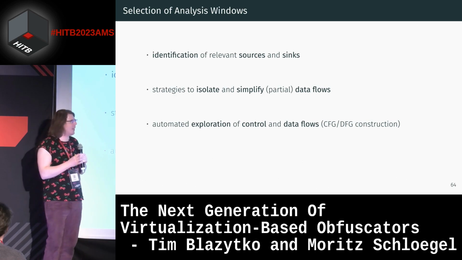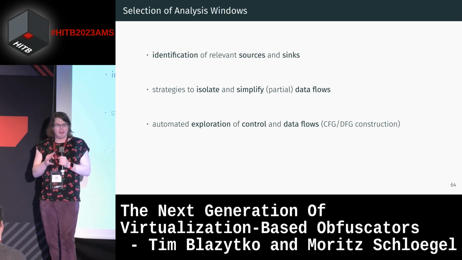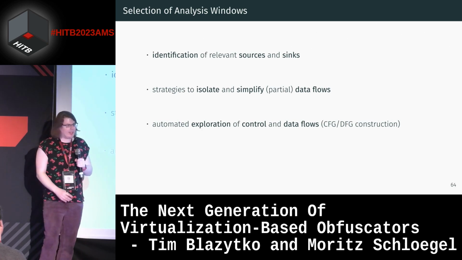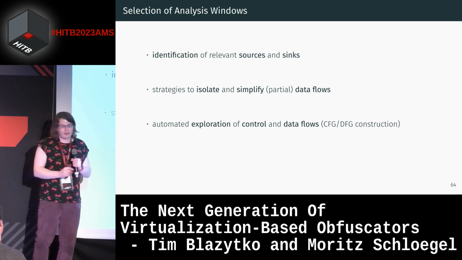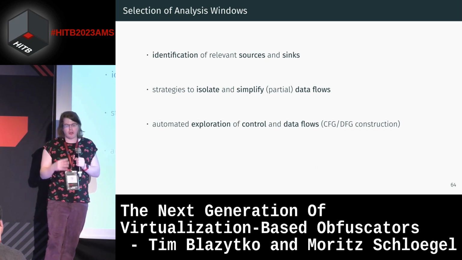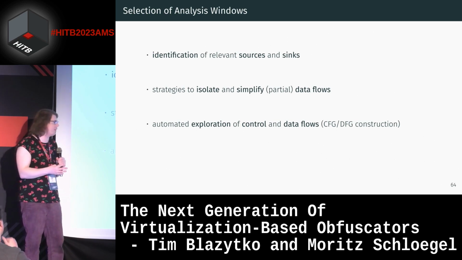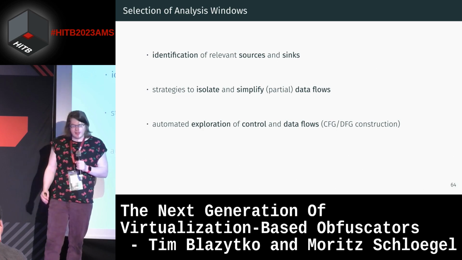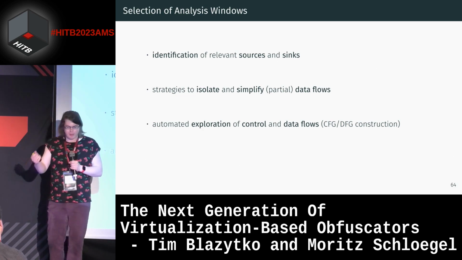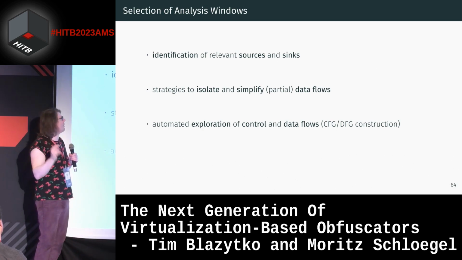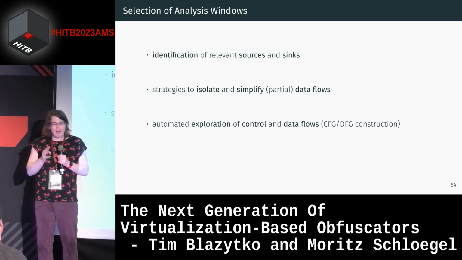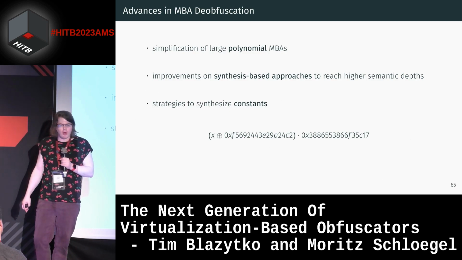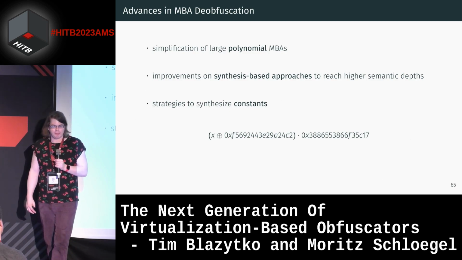So we need some strategies to isolate and simplify partial data flows. And we also want more research on the automated exploration of control flow and data flow structures in large code bases. So these are the things: better tools, more selection, some research on window identification boundaries. And then we also need some progress on MBA deobfuscation.